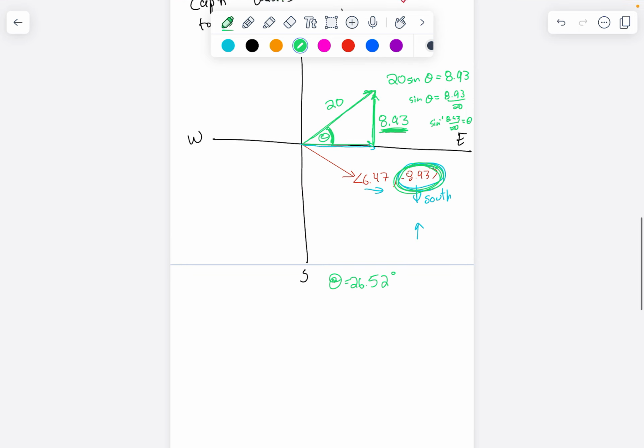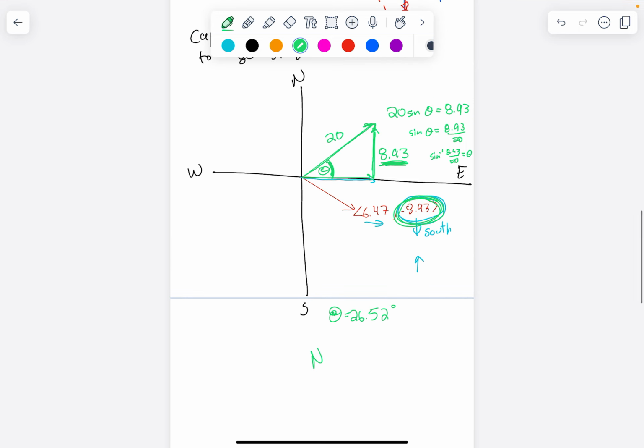Okay, let's make that a bearing. We usually start a bearing with north, then east, so we would do 90 minus that, and say my bearing is north 63.48 degrees east. So if I want to go pure east, I go in this direction here.